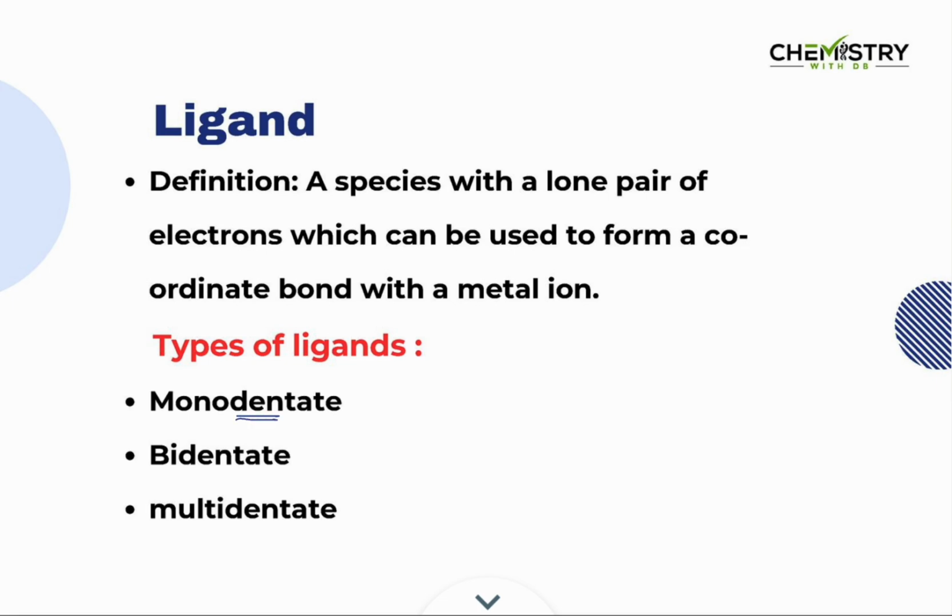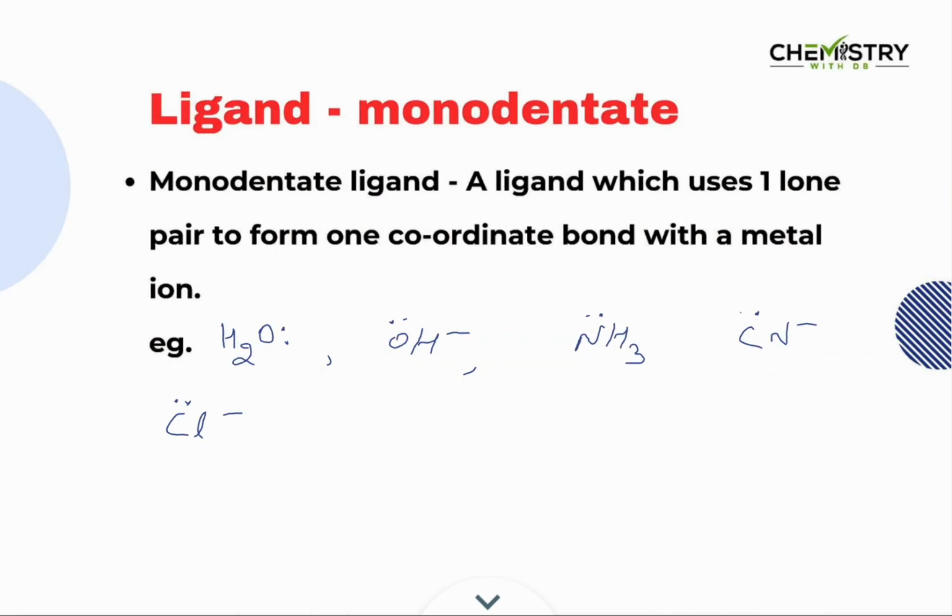Dent is, as you know, a tooth. So if you can imagine the lone pair as the tooth with which the ligand hangs on to the transition metal or any other metal, then it will be very easy for you to understand the concept of a monodentate, bidentate or a multidentate. Now the monodentate ligand is a ligand which uses one of its lone pairs to form one coordinate bond with a metal ion.